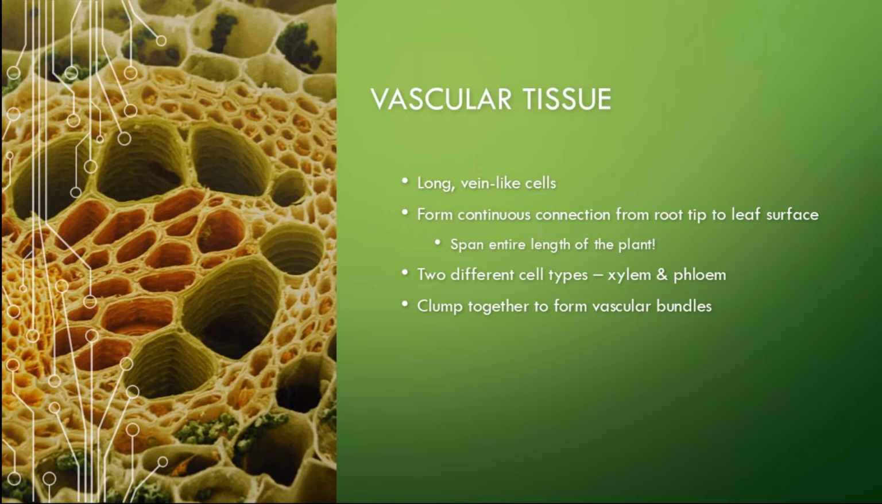There are two primary types of vascular cells called xylem and phloem. These clump together to form vascular bundles, which vary in their size and arrangement depending on the organ of the plant. For example, the arrangement of vascular bundles in a root look remarkably dissimilar to those of a stem or a leaf, because the transportation requirements of these organs is very different.